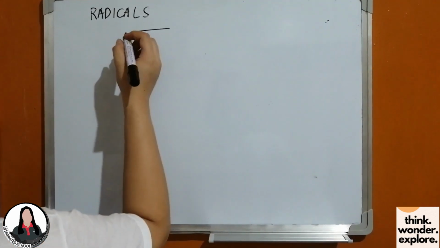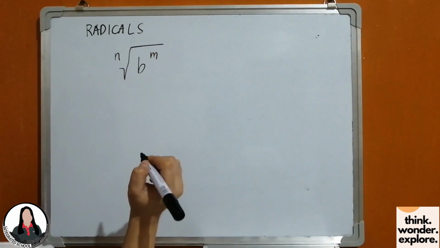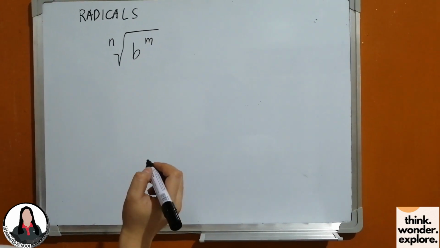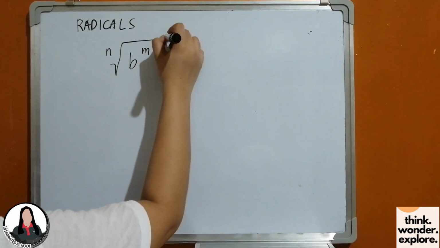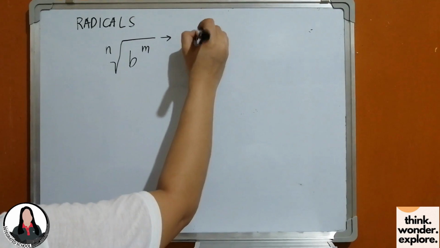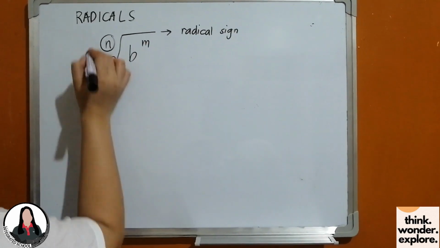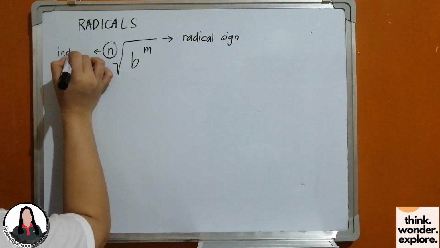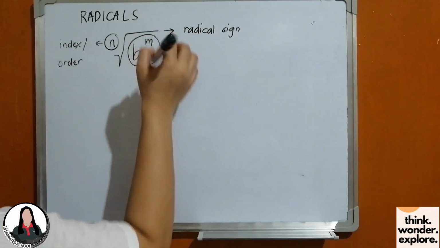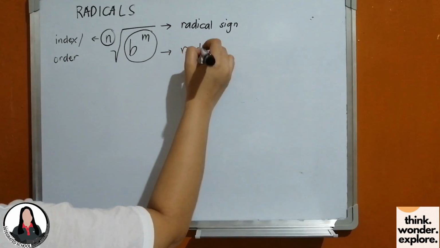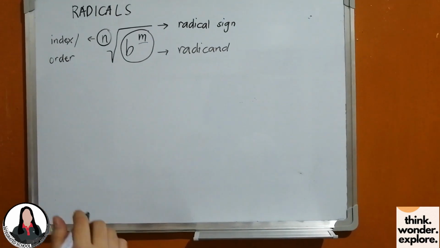So, let's have a given nth root of b raised to m. For this symbol, this is our radical sign. Ang letter n naman na nasa kaliwa is our index or the order of the radical. And then, the value inside the radical sign is what we call the radicand. And this m is the power or the exponent of our radicand.